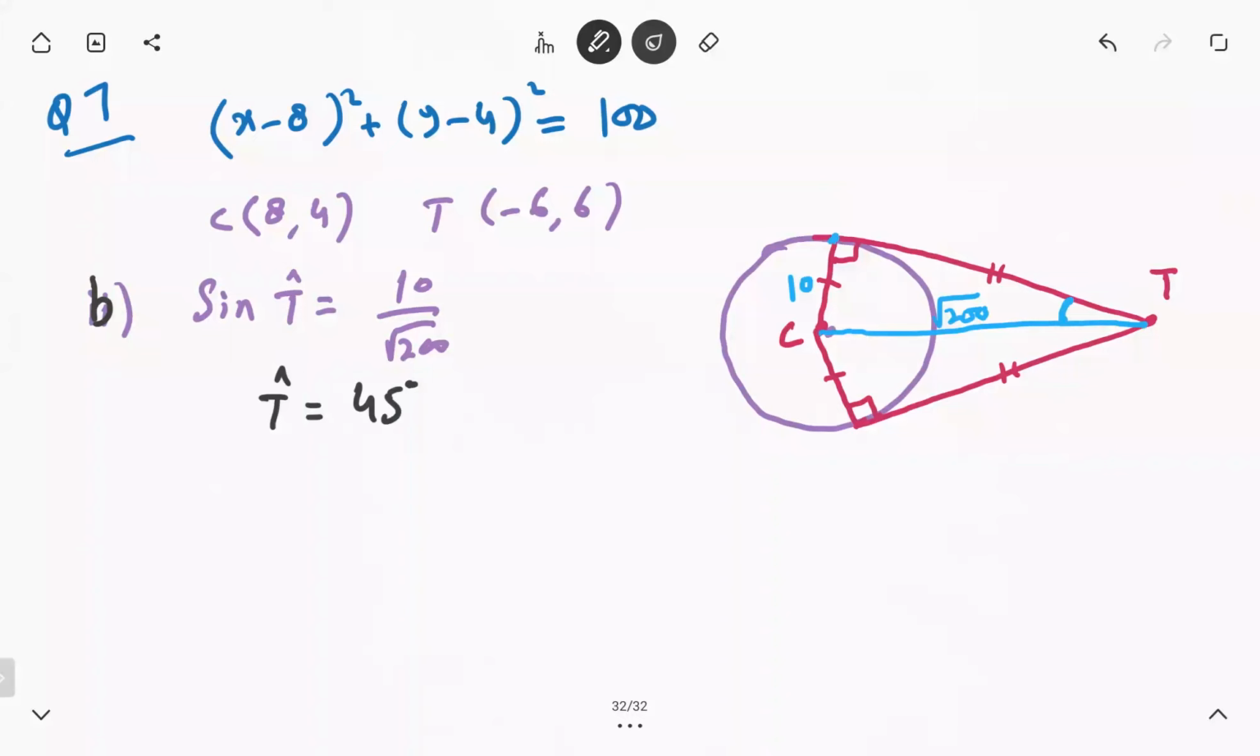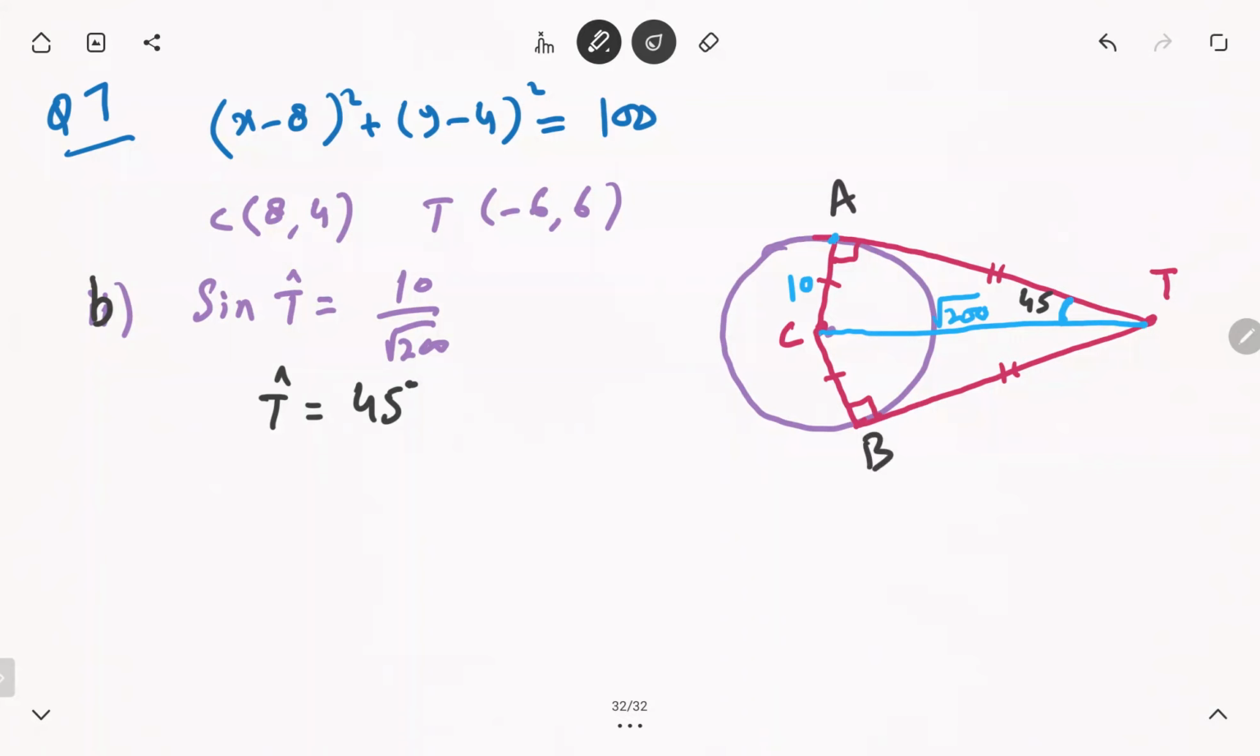Second, C part. Okay, this angle is 45 degrees. It means a lot. Before moving to the next part, this 45 degrees is telling us a lot. What is it telling? That in this triangle here, if I label the tangent points, say this is A and this is B, the triangle CAT is an isosceles triangle.